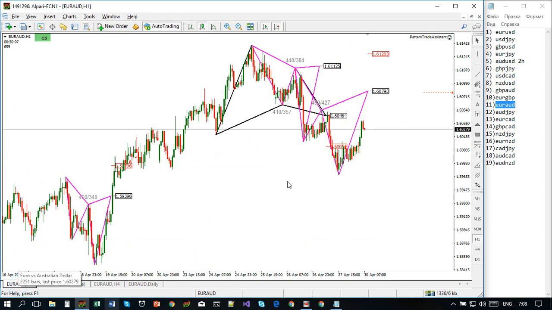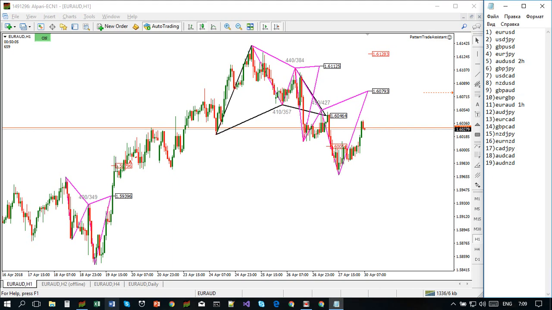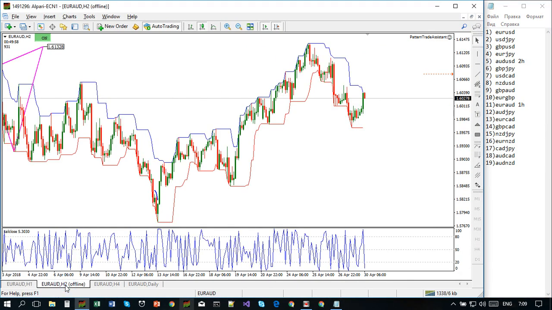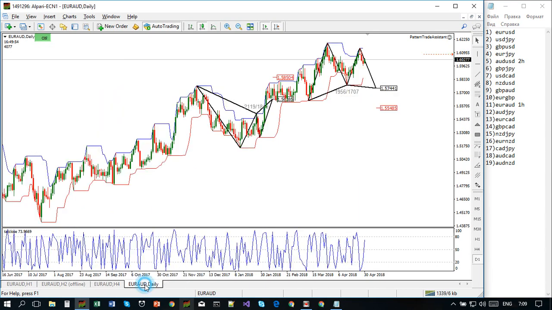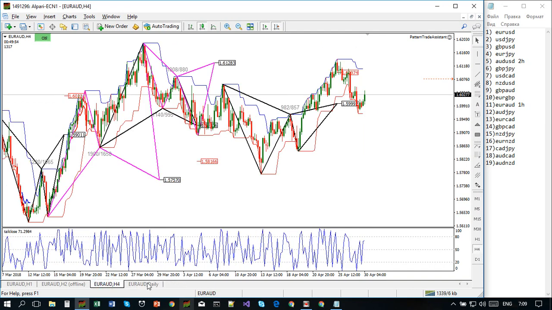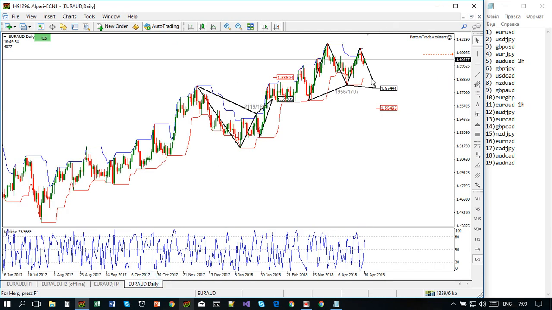Euro Aussie. Let's go check it. 1 hour Cypher. 1 hour, Euro AUD. Euro Aussie 2 hour, 4 hour already exceeded the zone, and daily. Okay, if it goes lower, we'll have this daily.